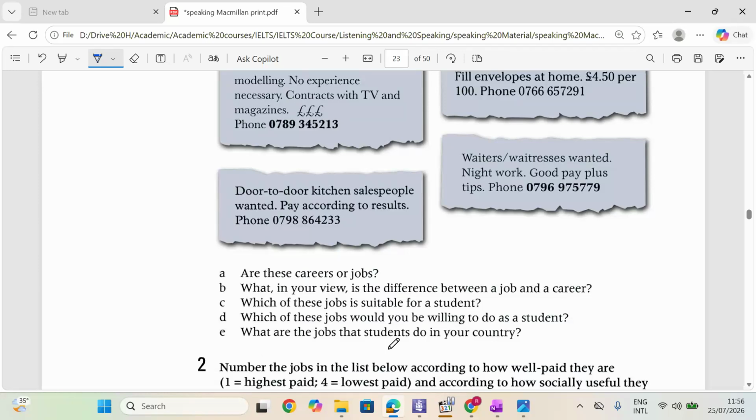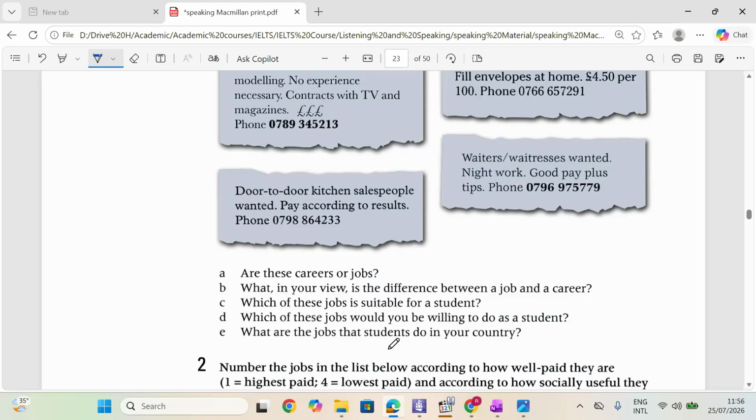Okay, so I think these are mostly jobs, not careers. They are usually temporary or part-time jobs that people do to earn money. However, some of them, like modeling, for example, can become a career if someone is successful and gains experience over time.